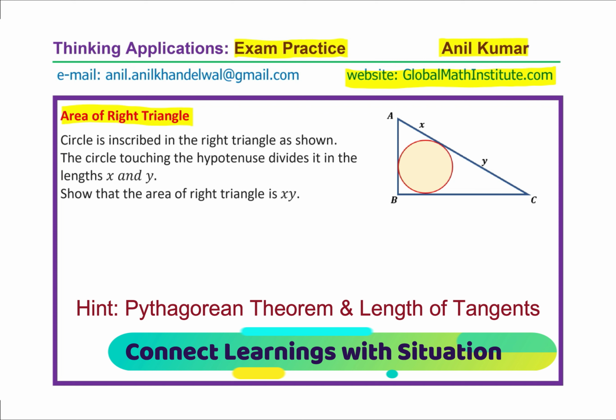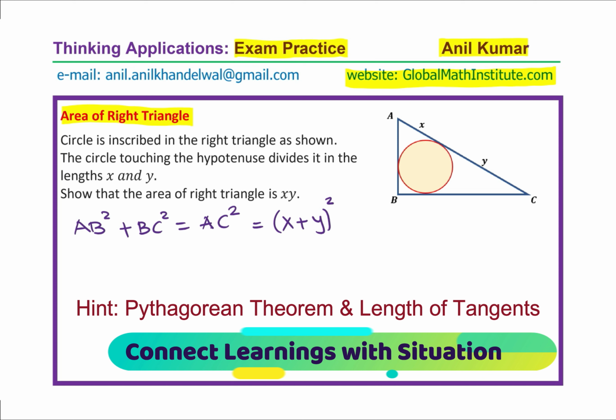So let's do a bit of thinking about it. How can we relate different things? Well, it is a right angle triangle, so we know that AB square plus BC square is indeed equal to AC square. So that is the Pythagorean theorem. And AC square can be written as the sum of x and y whole square. So that is one kind of relation.